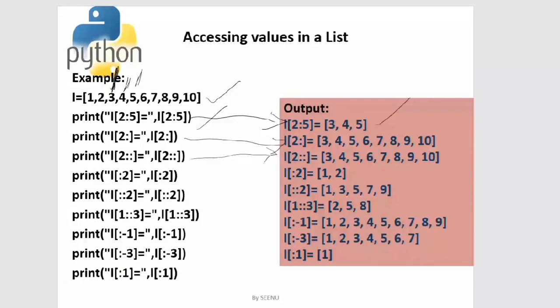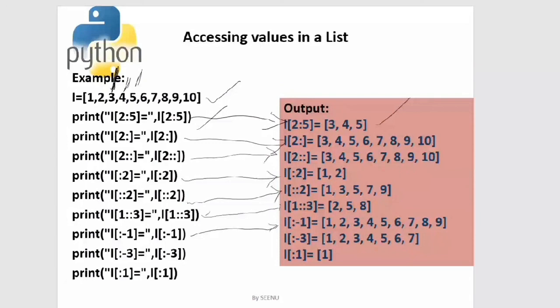And next I'm saying colon 2. So from the beginning till 2 it will print, that is 2 minus 1, so the first 2 elements, index 0 and 1, will be printed. And this is stride 2. I have given a stride of 2, so alternate elements will be printed. Then I'm saying 1 and the stride is 3 over here, so it will skip 2 elements and print the elements from the one at index 1.